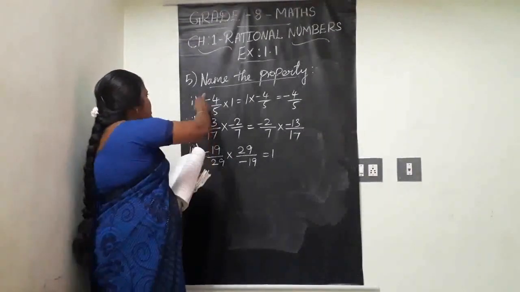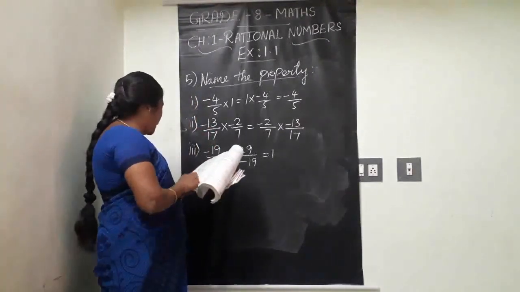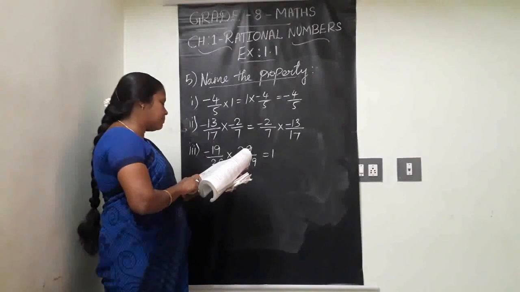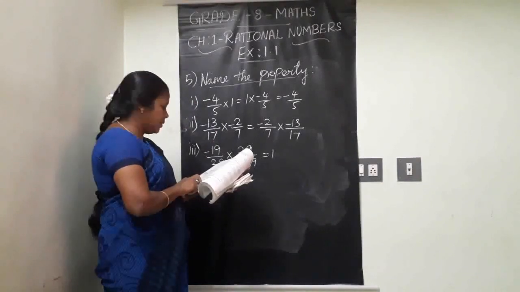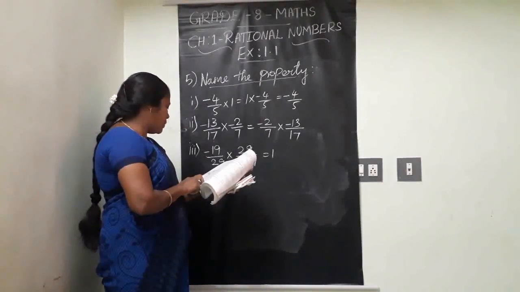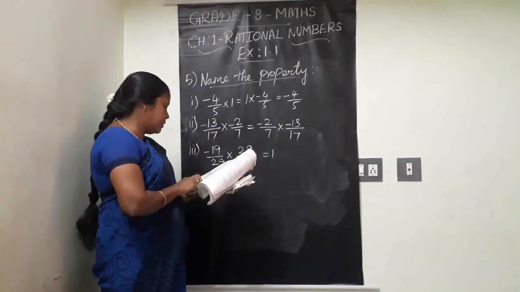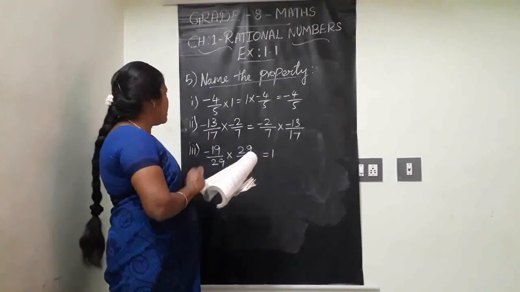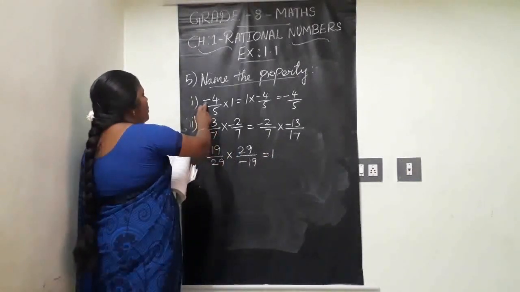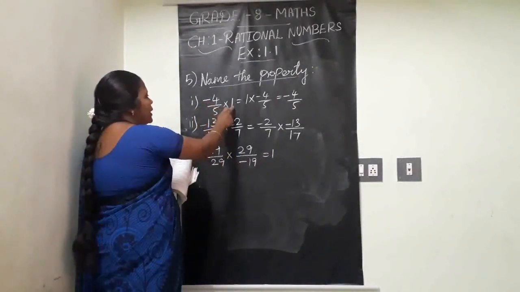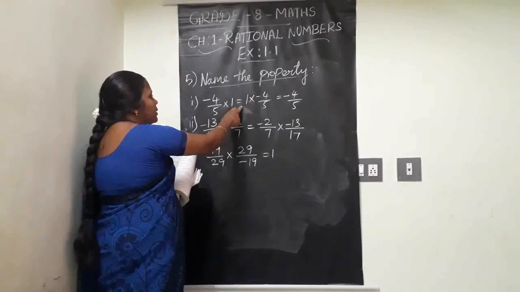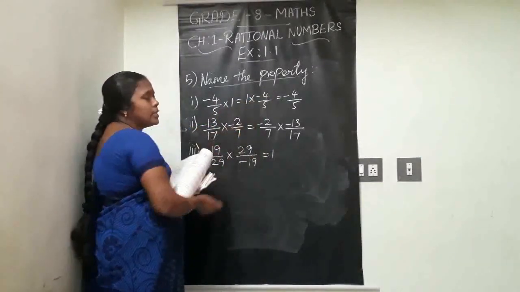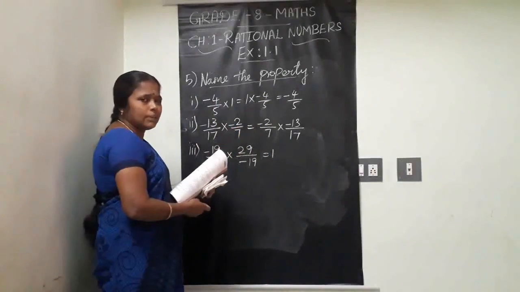See, fifth section, what is given here? Name the property under multiplication used in each of the following. What is the heading here? Name the property under multiplication used in each of the following. 3 questions are given here. See the first question. Minus 4 by 5 into 1 is equal to 1 into minus 4 by 5 is equal to minus 4 by 5. Actually, what is given here?